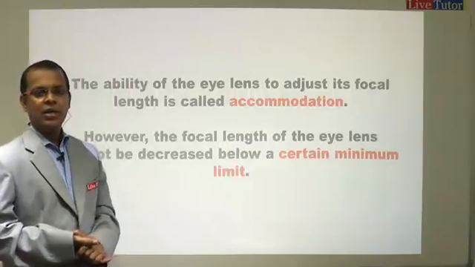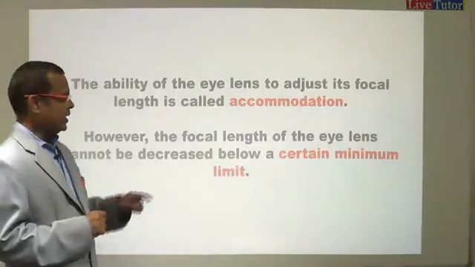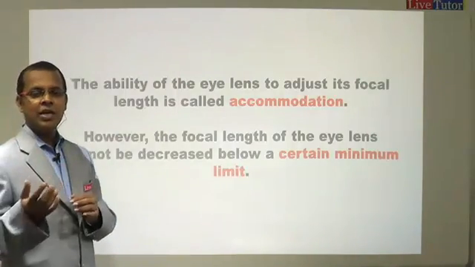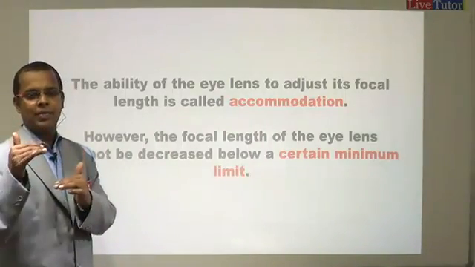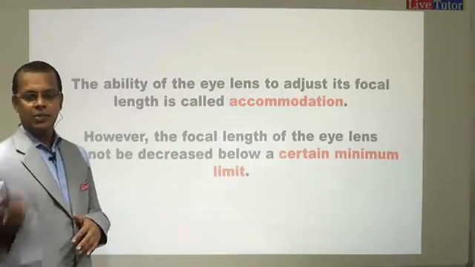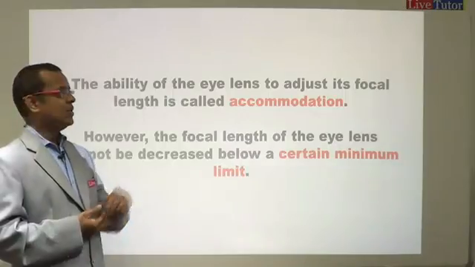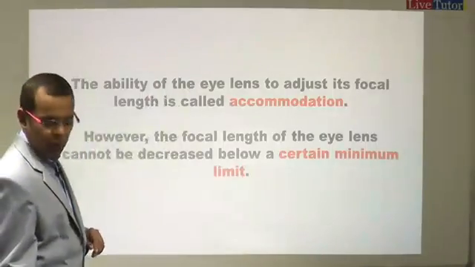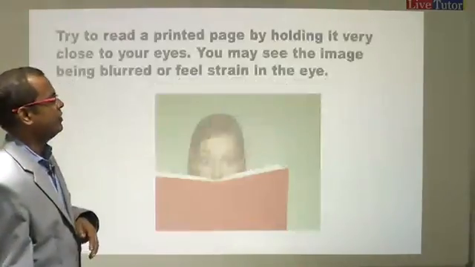Naturally, the ability of the eye lens to adjust its focal length is called accommodation, or the power of accommodation. As I said, the focal length of the eye cannot be decreased or increased beyond a certain limit. It is a natural setup, and in a natural setup there is a limitation for everything. Beyond that, what will happen? The person cannot see things very clearly. These two sentences are very important, which is a definition we can say: the ability of the eyes to adjust the focal length is called accommodation.